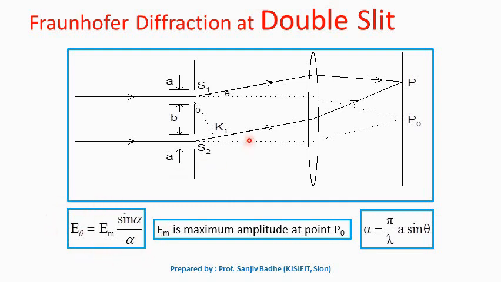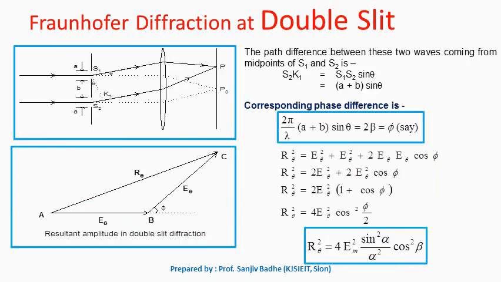So our problem is reduced to only two waves. So each of these two waves can be represented by a vector. We can draw a vector diagram, and from that vector diagram we can find out resultant amplitude of the wave disturbance arriving at point P, from which we can find out the intensity of light at point P. So let us draw a vector diagram to find out the resultant amplitude at point P.